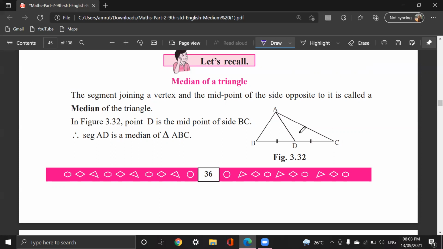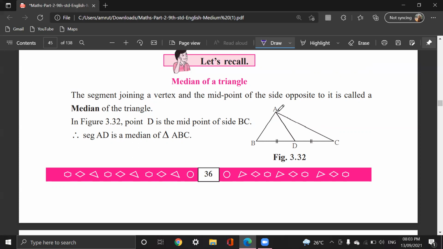And whatever the midpoint of side BC is, what does midpoint mean? It divides BC into two equal halves. Okay, so that means BD is equal to DC. Here you can see similar symbols. So that means D is the midpoint of segment BC.